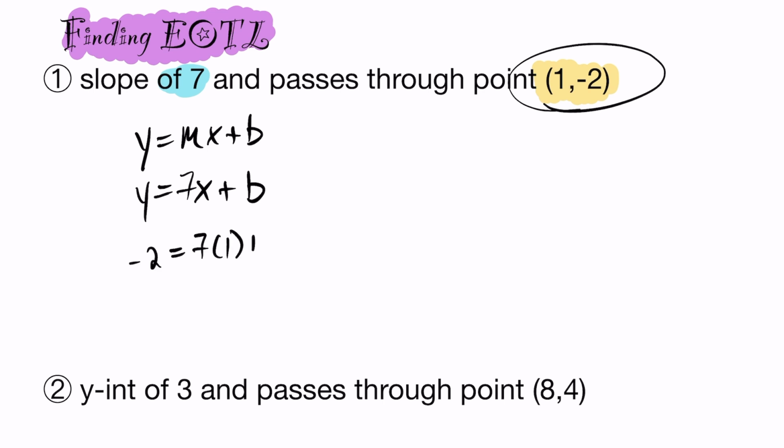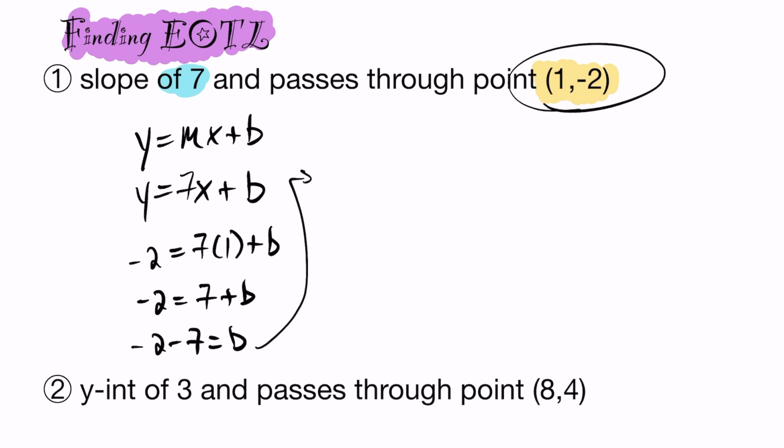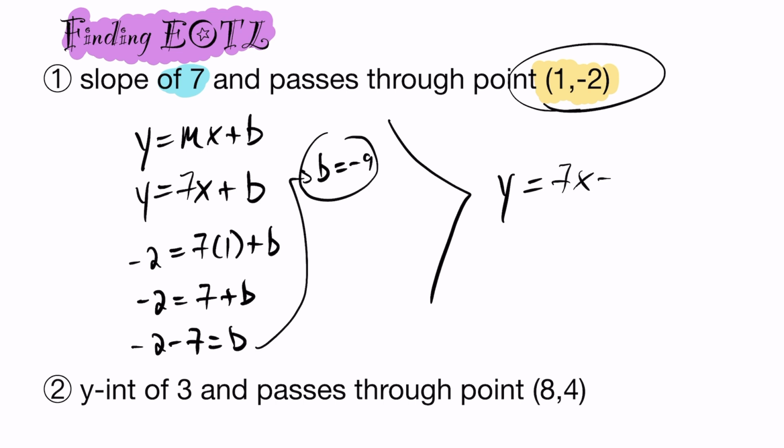So when I go ahead and do that, I get -2 is 7 plus b. Subtracting 7 on both sides, I end up getting here that b is -9. So putting this all together, the equation of the line is y equals 7x minus 9. Let's take a look at another.